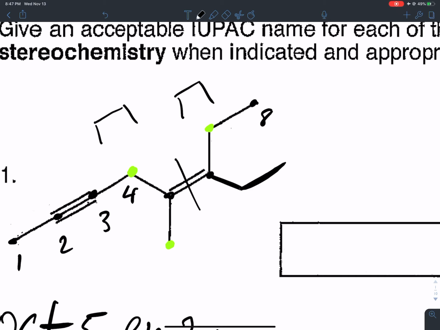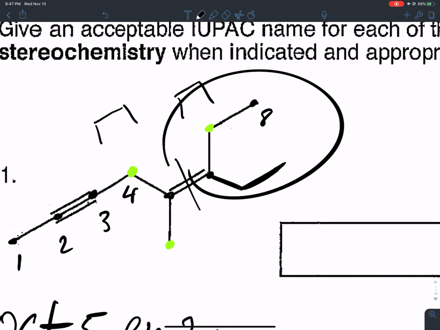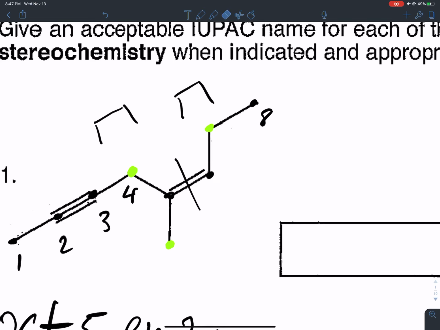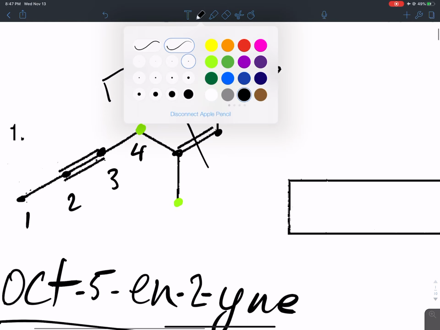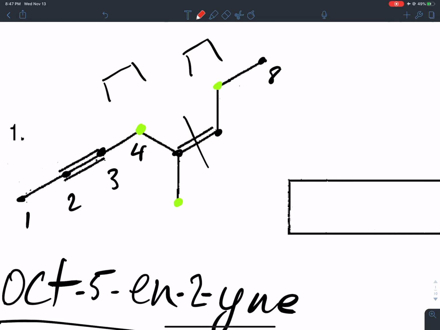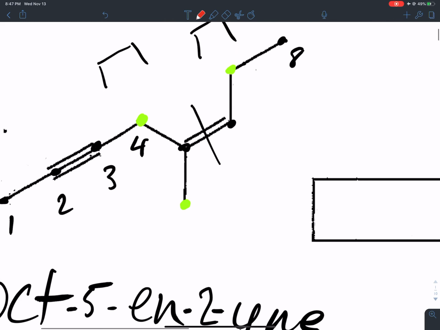Internally, you may also not need to do E and Z if it's like this, where you have those two identical groups. But that's not the case. So we need to do E and Z. What we need to do now is assign priority to the left groups and the right groups.